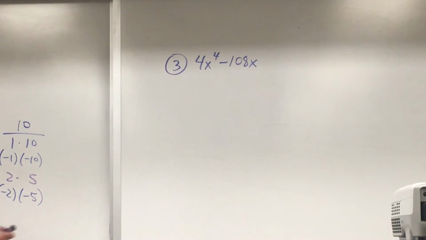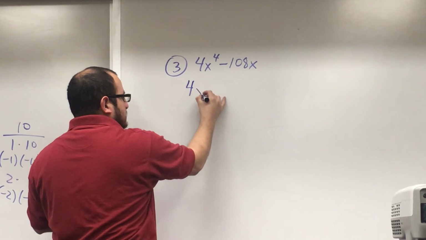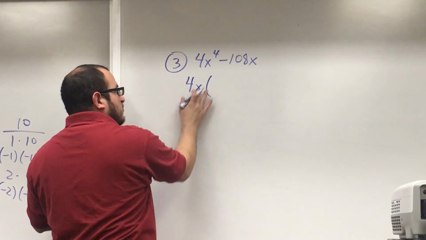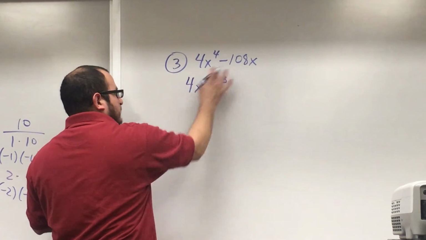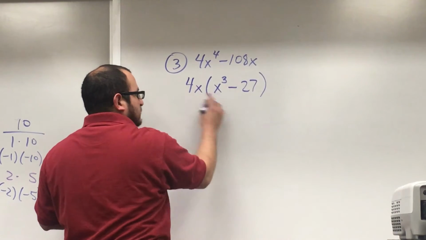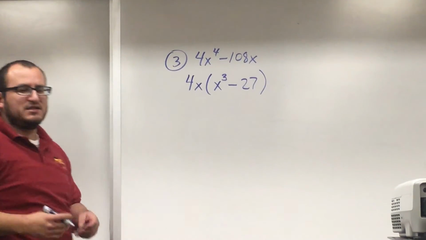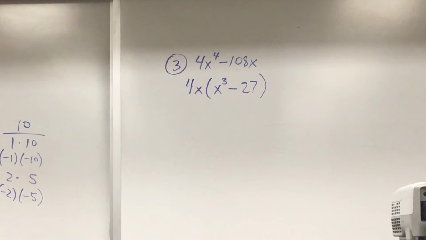So if you take out a 4, and if I take out an x, therefore, I'm left with x cubed. And 4 times what gives me negative 108? That's negative 27. And then x is already there. So I just factored out 4x, and I got x cubed minus 27. Okay, good.